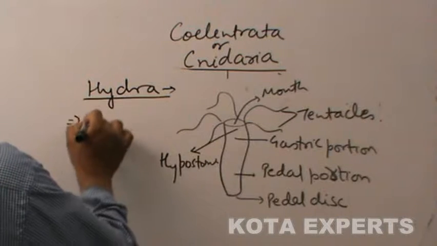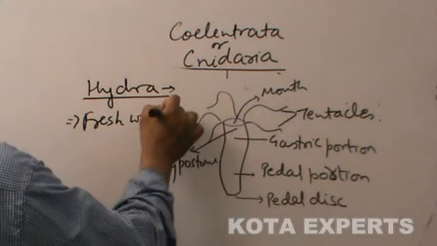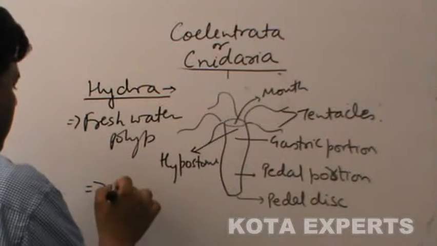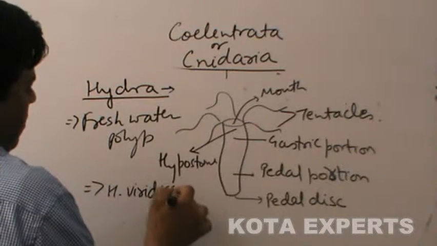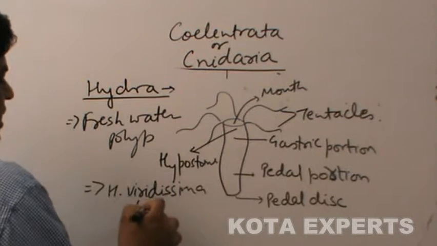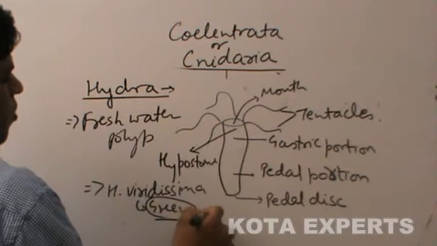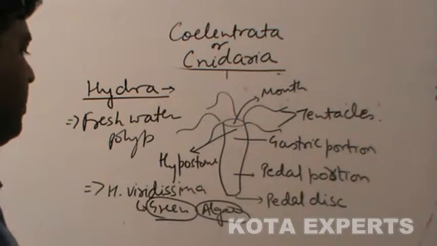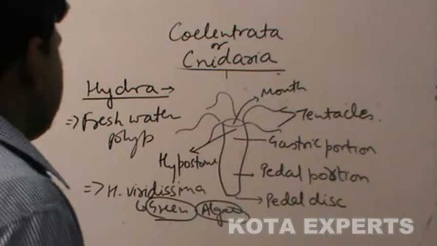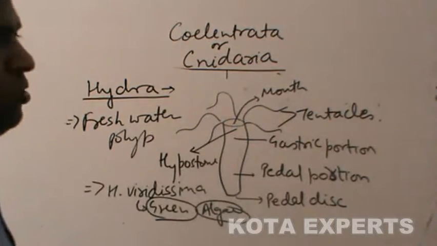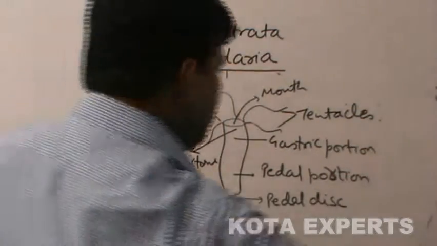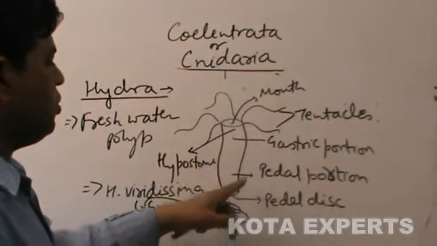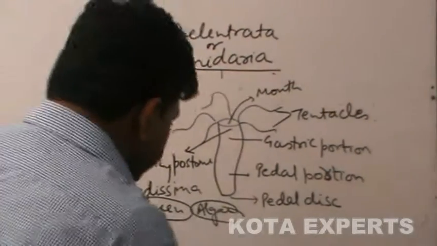It is also known as the freshwater polyp. It has many species, but Hydra viridissima is green in color because of the presence of algae. So it is also known as the freshwater polyp belonging to the group Hydrozoa. This is the basic structure: the mouth, hypostome, gastric portion, pedal portion and pedal disc.